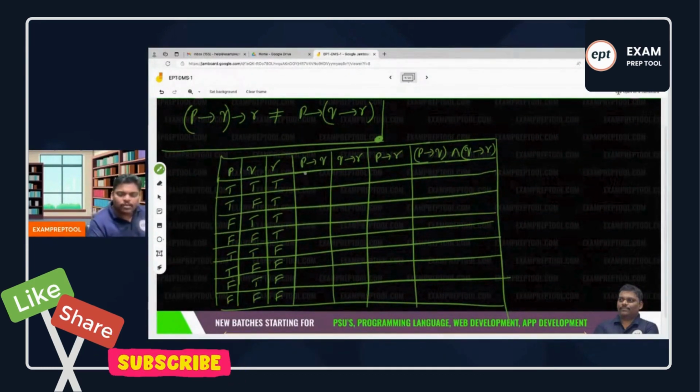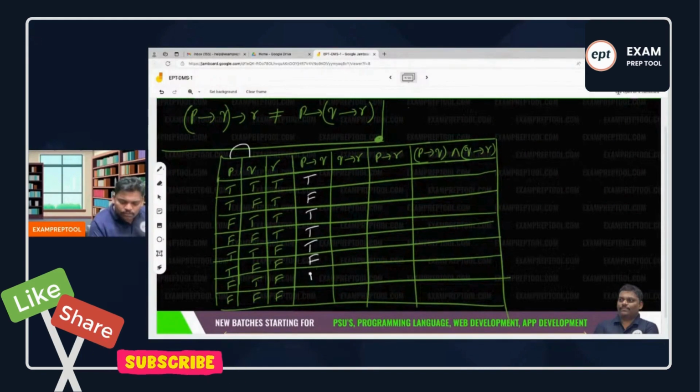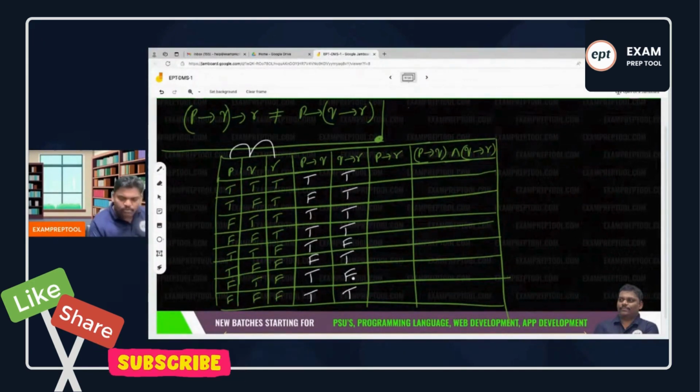Yeah, see this one, P implies Q. Start filling it. P and Q only are your target first. P implies Q: true, false, true, true, true, false, true, true. Next one, Q implies R: true, true, true, true, false, true, false, true.